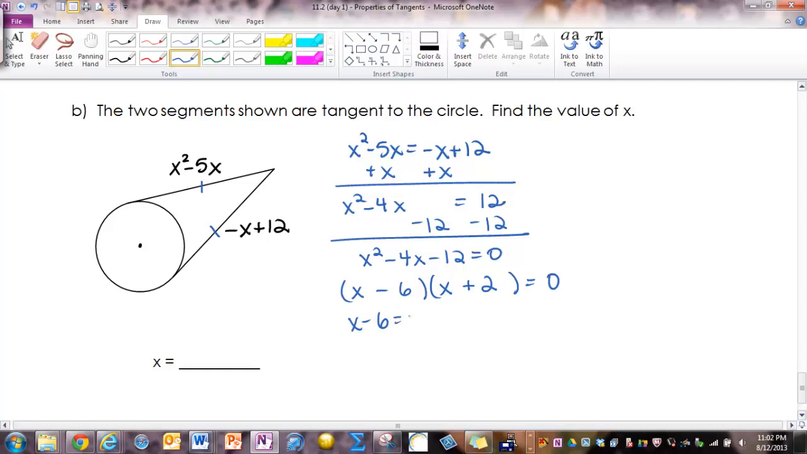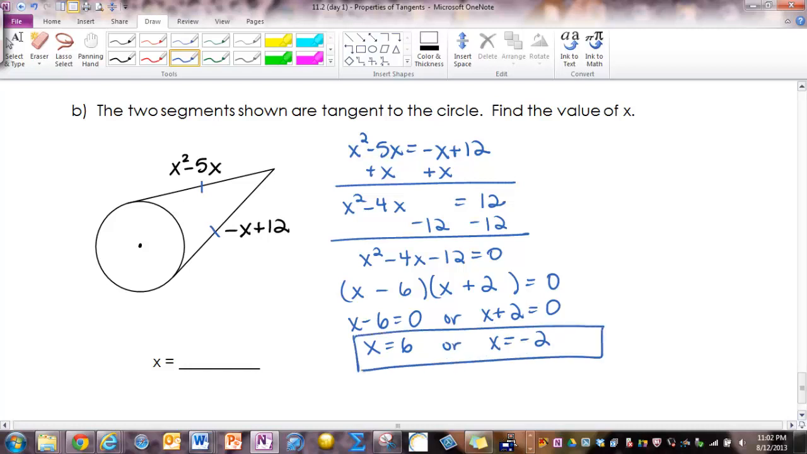Then I set each of the two parentheses equal to 0. X minus 6 equals 0. That gives me x equals 6. Or the second one, x plus 2 equals 0. Subtract 2 from both sides, and x equals negative 2. So either x being 6 or x being negative 2 does make those two tangents congruent to each other.